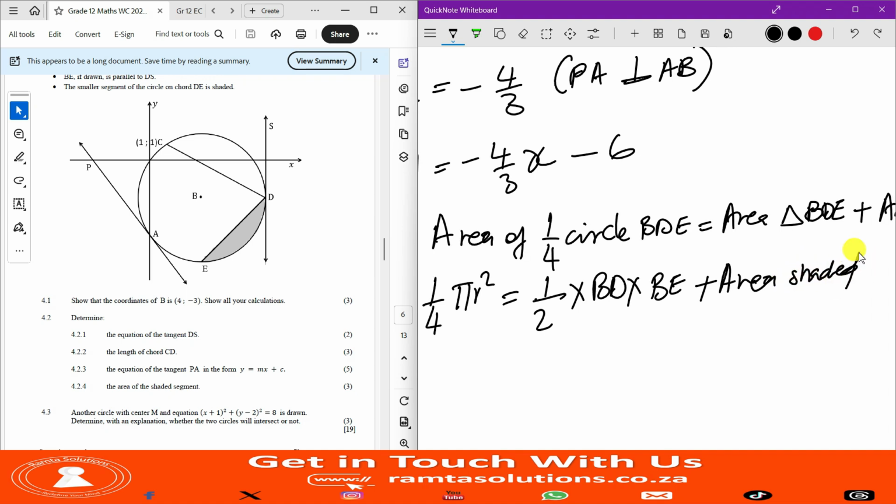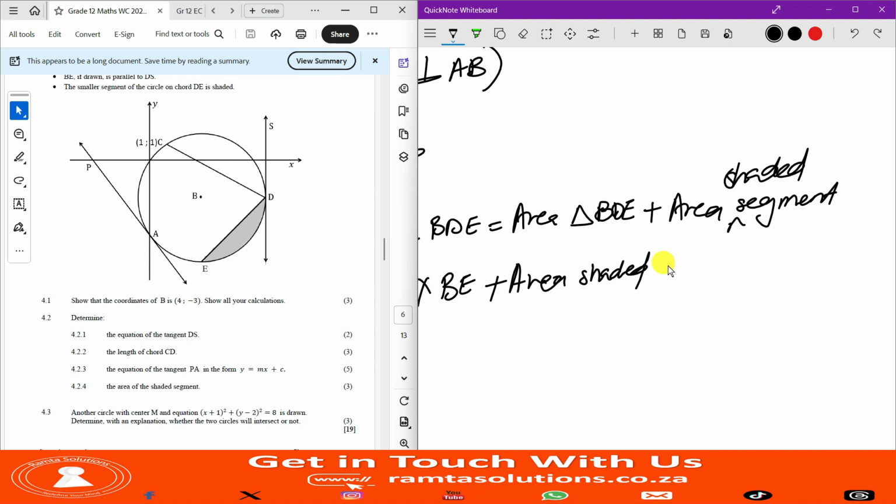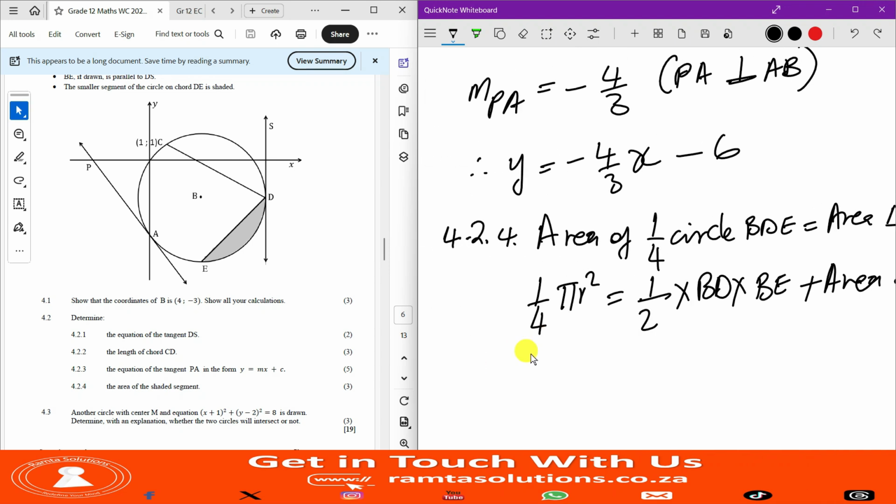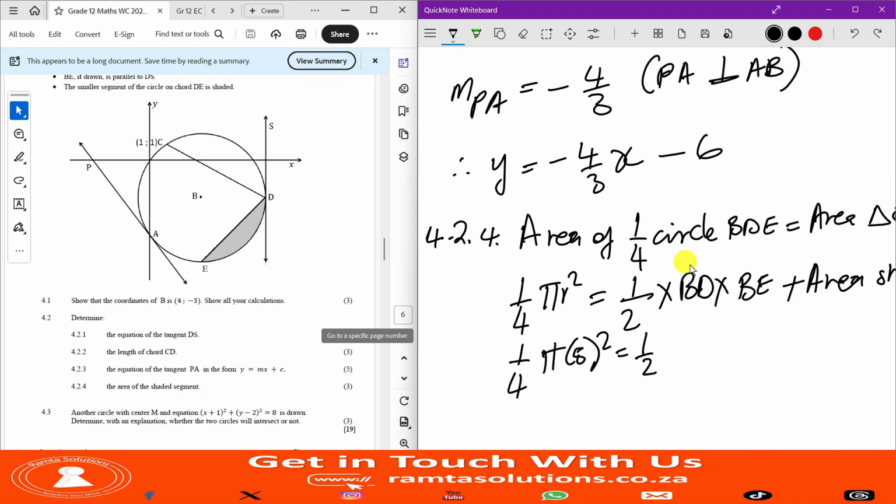Okay, area of the shaded segment. All right, so what is the radius? The radius, we found it to be 5. And then what is BD?